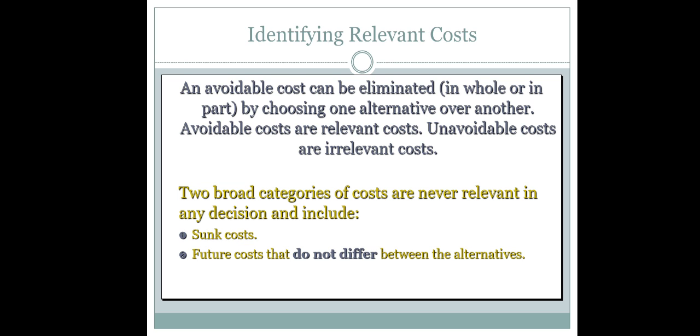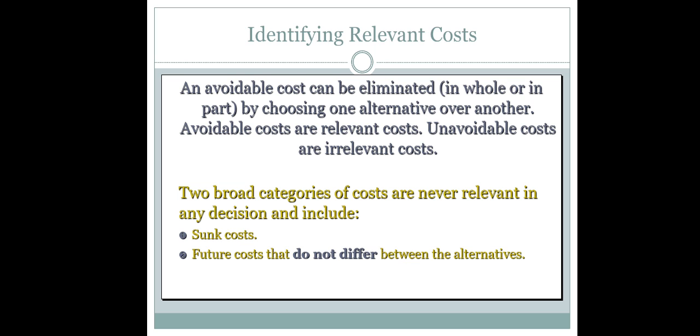Okay, so another thing that you have to know is there are two categories of costs that are called irrelevant costs, or costs that are not relevant in any decision. These two costs are sunk costs. Okay, sunk cost is something like this. Remember this.